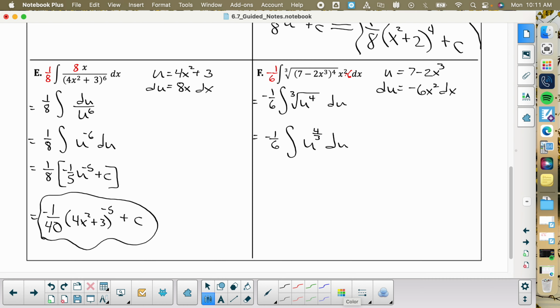Your goal is to try to rewrite everything in a way we know how to work with. So write the root as a power. The answers look horrible. Almost all the integration answers look terrible.